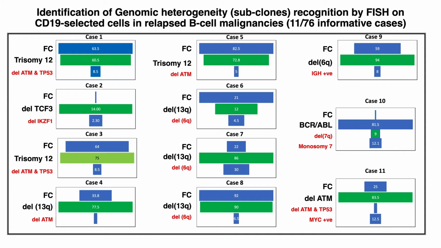So consequently, CD19 FISH can provide presumptive evidence for emergence of new subclones, and this is a very important observation. As such, this identification of clonal heterogeneity plays a major role in clinical decisions in the treatment of these patients.